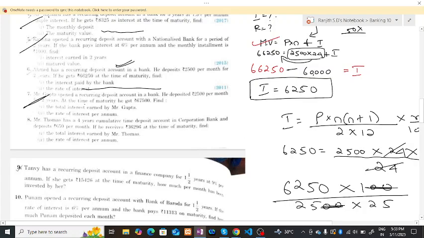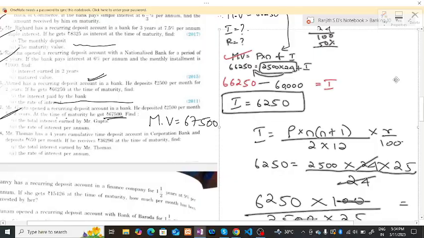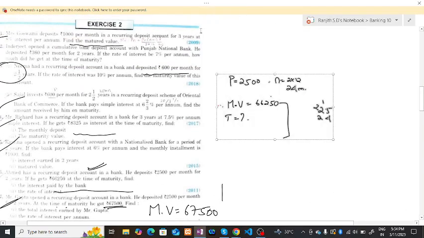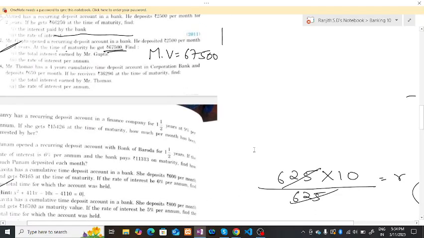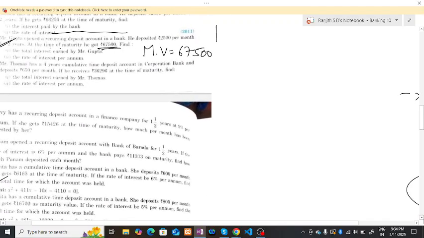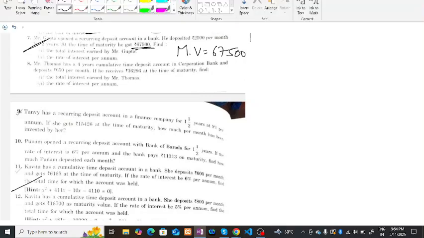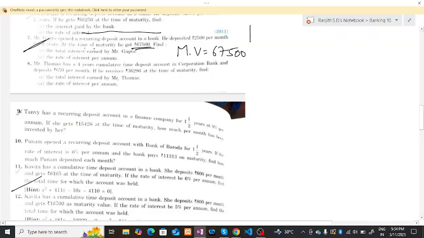Look here. At the time of maturity, seventh question, 67,250. Maturity value is 67,500. Use the MV formula, you'll get the value of I. Then use the I formula, you'll get the value of rate. Most probably, you'll get questions based on time to find N. Those are very important questions. Rate is also fine, but to find N, the time period question is important.